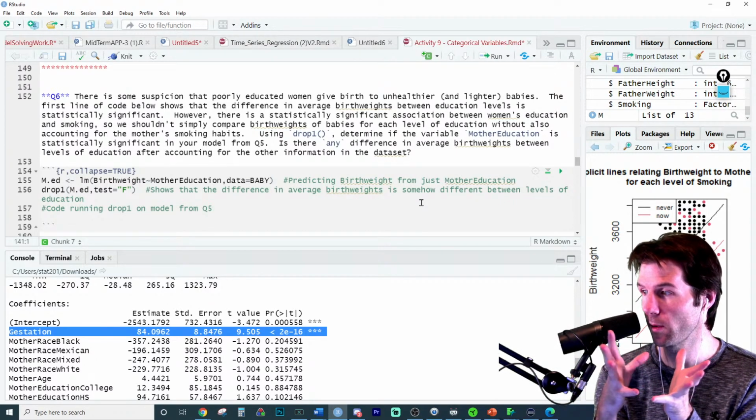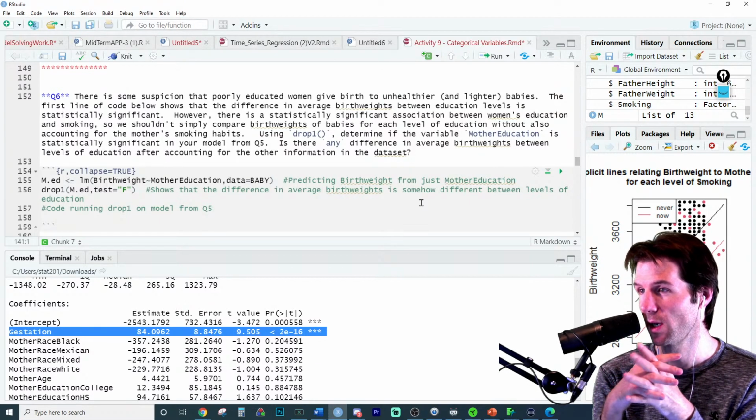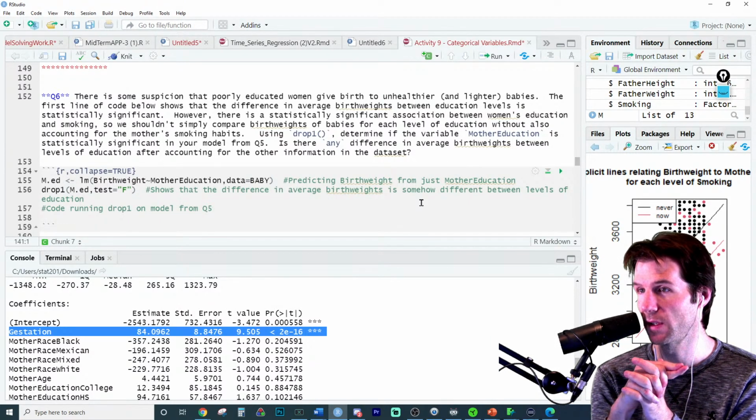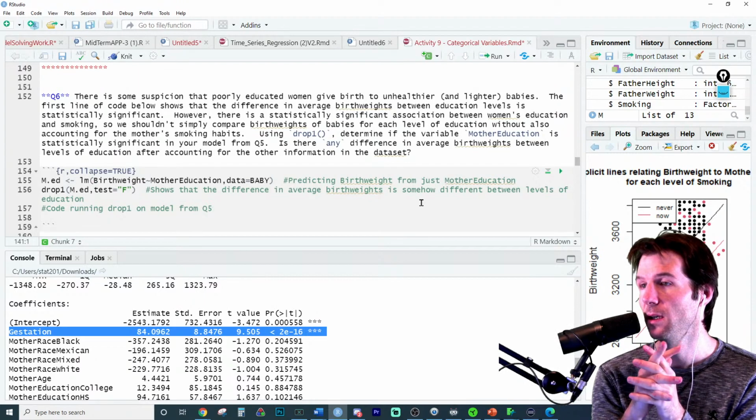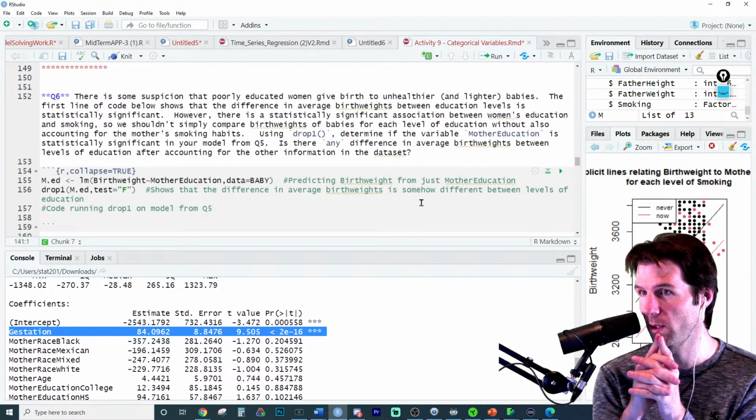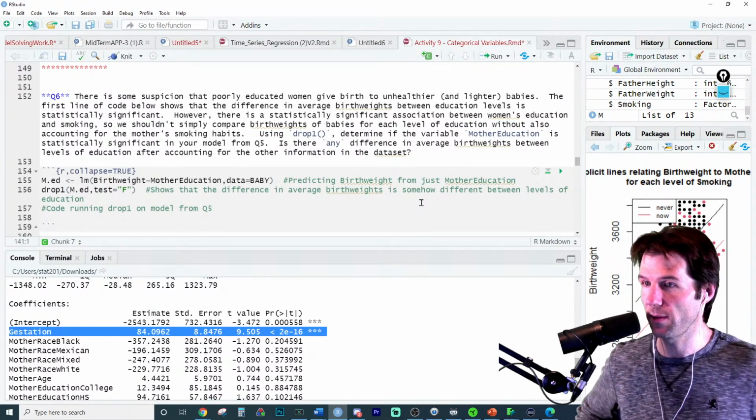So this is about the drop one right here, which is going to do a partial F test for us. Determine if the variable mother education is statistically significant in your model from Q5. Is there any difference in average birth weights between the levels of education after accounting for other information in the data set? So what is a partial F test?